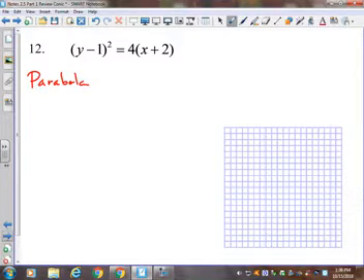Now that's what you have to know. This is the variable, so that means it's going to either be this way or this way, but because this is positive, it tells me it's going to be this parabola. If it was next to y, I'd have to worry about up and down. It's the one that's not squared that tells you all the information.